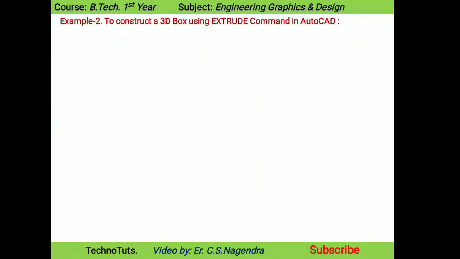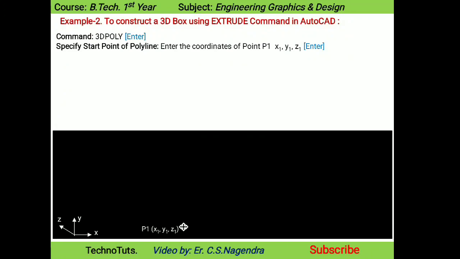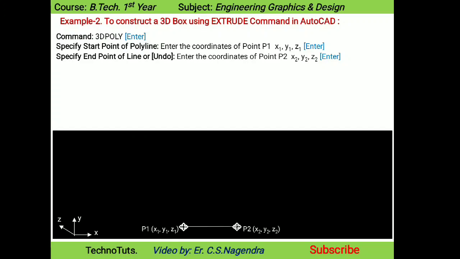Let us take example number 2 using extrude command: to construct a 3D box using extrude command in AutoCAD. At the command prompt type 3D poly. Then the computer will ask you to specify start point of polyline. Just enter the coordinates of point number P1 and press enter key. You will see point number P1 will be visible on the screen. Now the computer will ask you to specify end point of line. Type the coordinates of point number P2 and press enter key. You will see point P2 will be visible on the screen, constructing a line from point number P1 to point number P2.